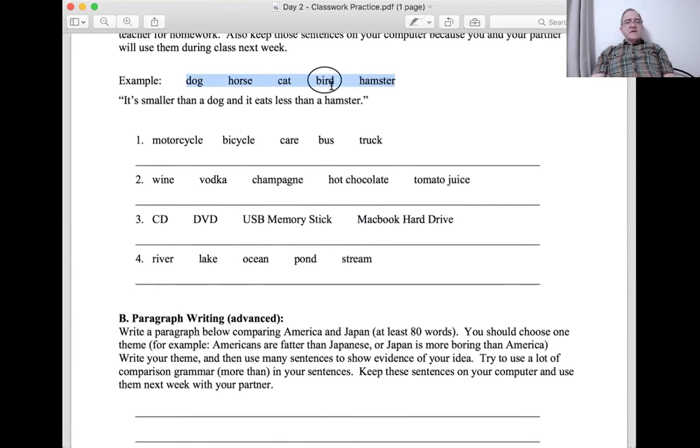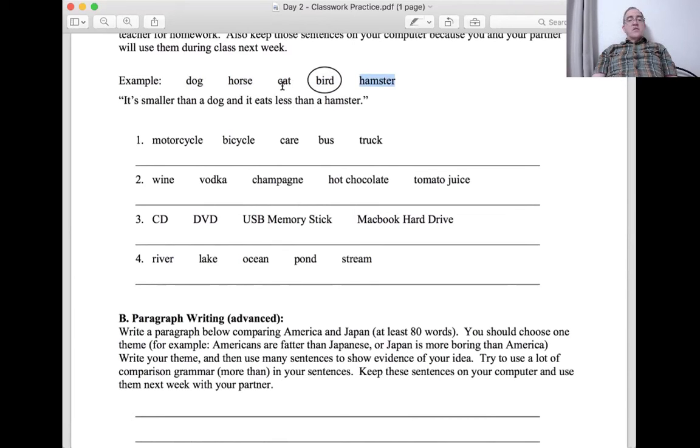Okay, first of all, I want the answer to be bird. You have to decide which is the answer. Then you make a comparison. It's smaller than a dog. See, a bird is smaller than a dog. And it eats less than a hamster. Okay, that's smaller than a dog, eats less than a hamster.